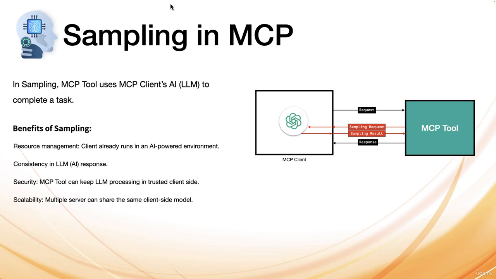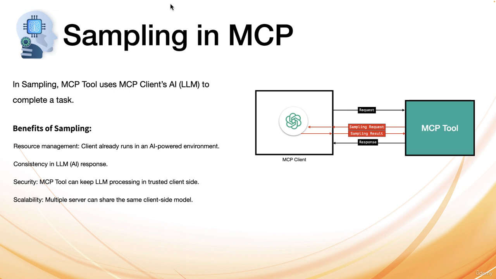In this lecture, we want to learn about a powerful feature of MCP called sampling. In sampling, an MCP tool or MCP server uses the MCP client's AI or large language model to complete a task. Basically, in sampling, the flow of execution gets reversed for some time.